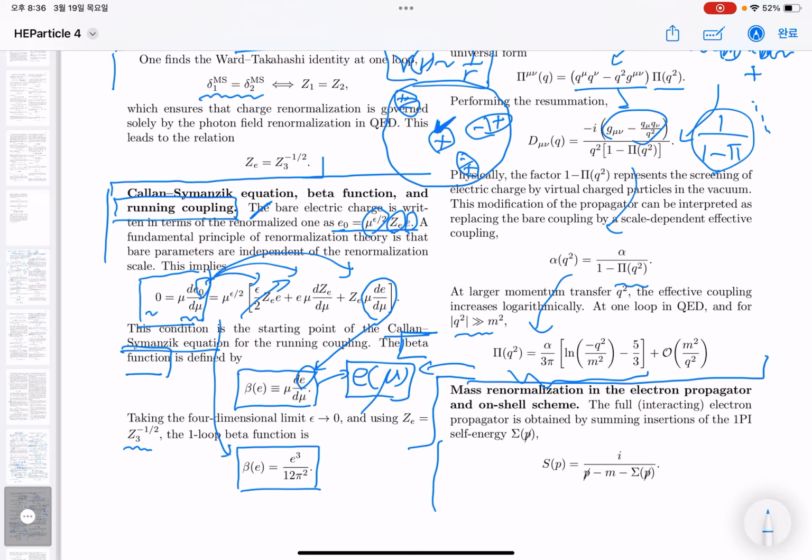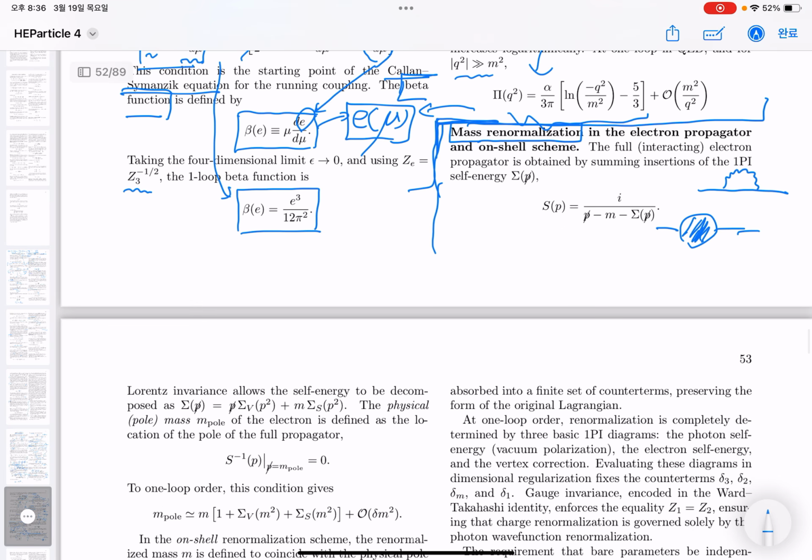Now we'll turn to how renormalization can change the mass. The mass renormalization appears from the electron self-energy. Similarly, one can obtain the 1PI diagram for the electron. And here we can define two different masses for the electron. The physical mass, also called the pole mass, is defined by the location of the pole of the full propagator.